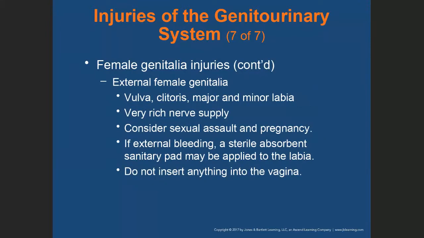For external female genitalia, that would include the vulva, clitoris, majora, the minor labia. It's very rich, it has very rich blood vessels in these areas. Consider sexual assault and pregnancy.